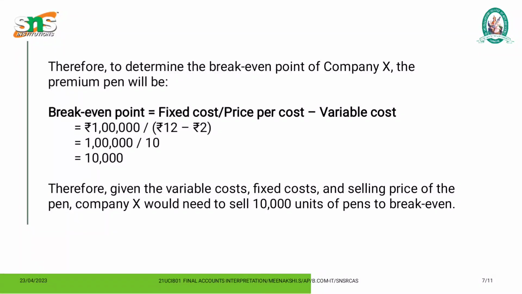Just to remind the formula once again, break-even point is equal to total fixed cost divided by the difference between the price per unit and the variable cost, so that you will get the break-even point. So this is the method of calculating break-even point.